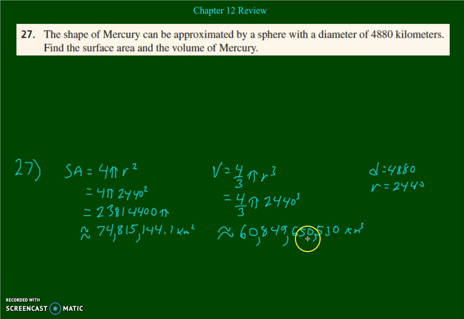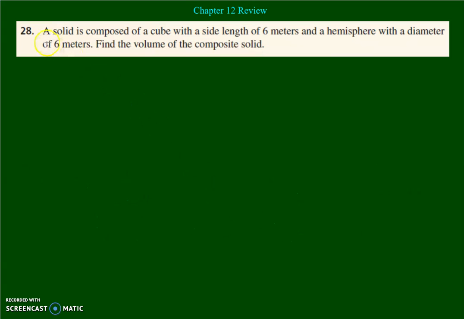All right, let's move on to problem 28. In problem 28, we're given another word problem. A solid is composed of a cube with a side length of 6 meters and a hemisphere with a diameter of 6 meters. Find the volume of the composite solid. So here we're just looking for volume.